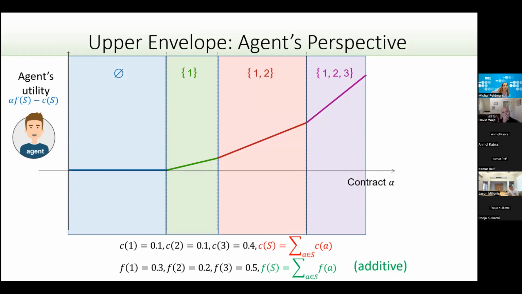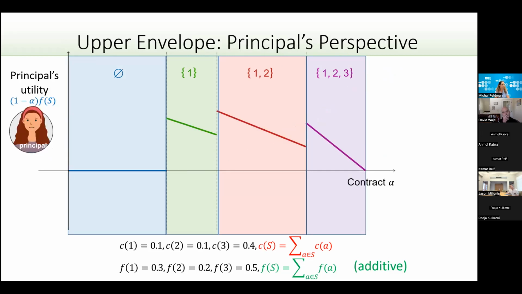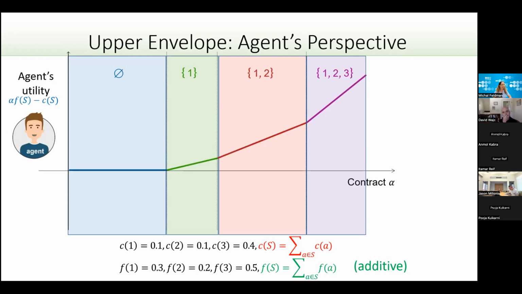And by the way, this is not a coincidence. So essentially, if the function f is additive, it's always the case that the agent's best response is to add one more action at every transition point. Okay, so we see that the agent starts with nothing, then it adds action 1, then action 2, so it takes 1 and 2, and then 1, 2, 3.